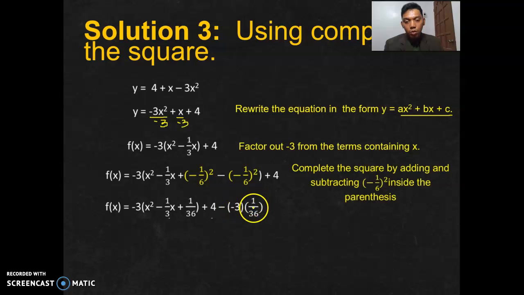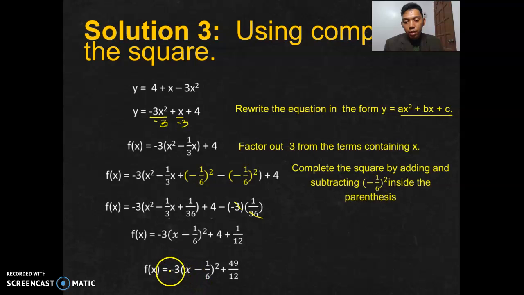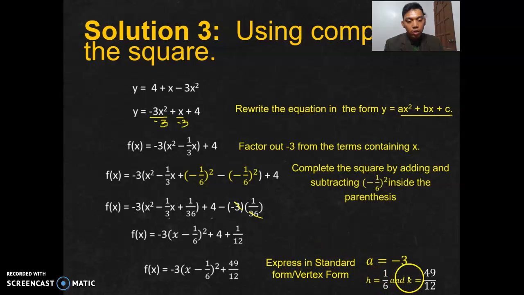So -3 times 1/36, which can also be cancelled. Negative times negative becomes positive, and this one becomes 1/12. Then express it as a square of binomial. So f(x) equals -3 quantity x minus 1/6 squared plus, if you add 4 plus 1/12, that is 49/12, which gives us h as 1/6 and k as 49/12.